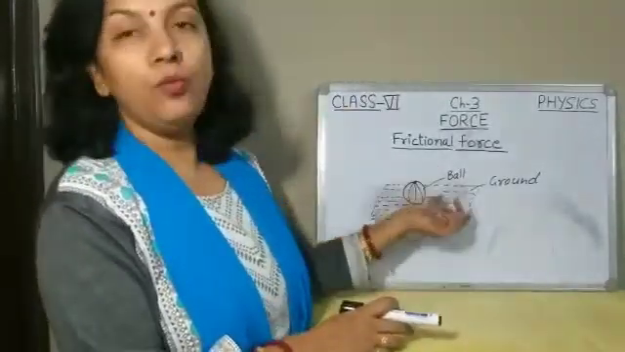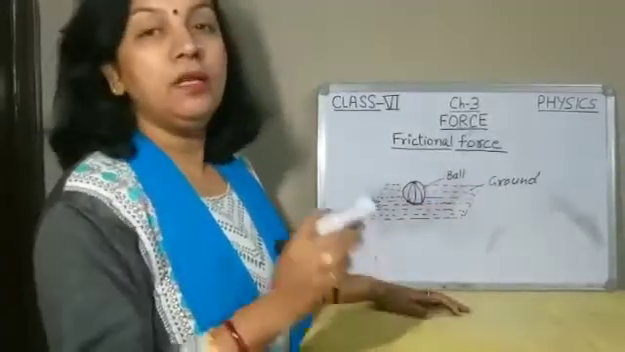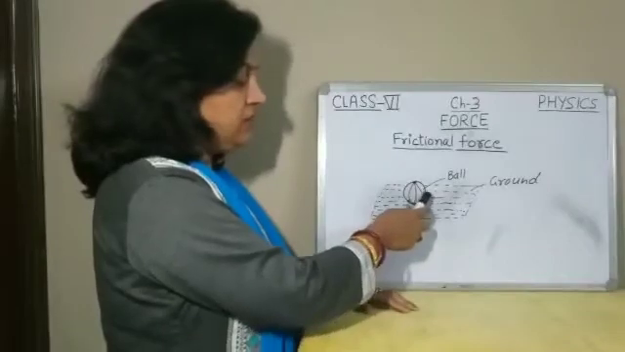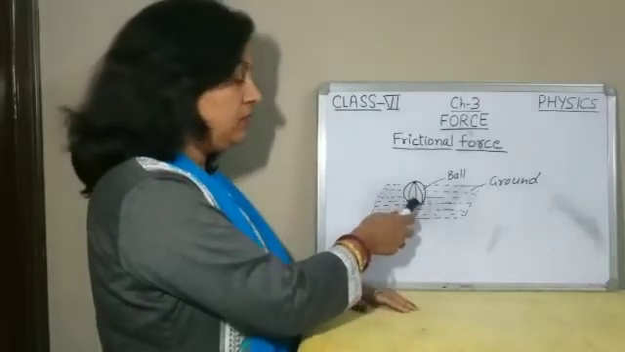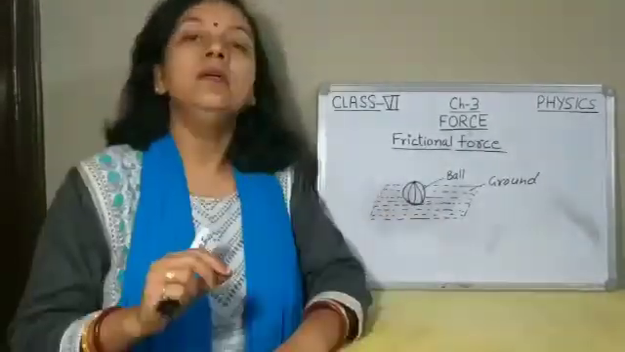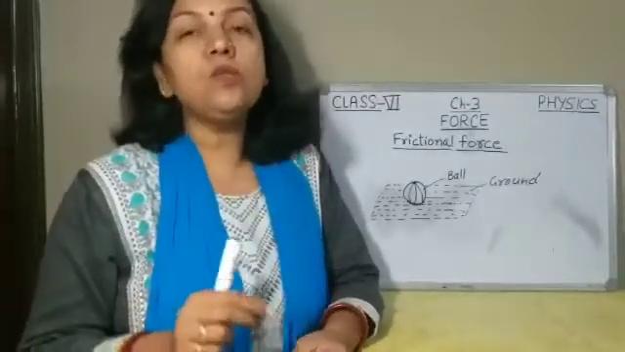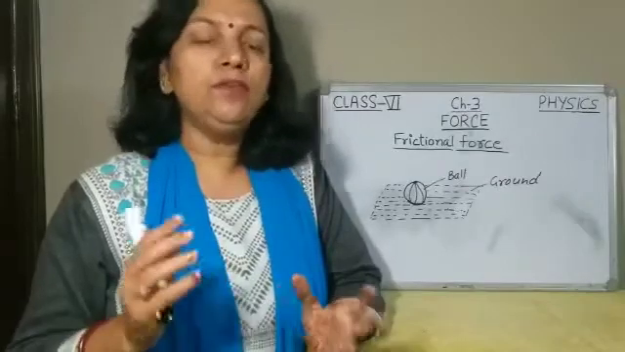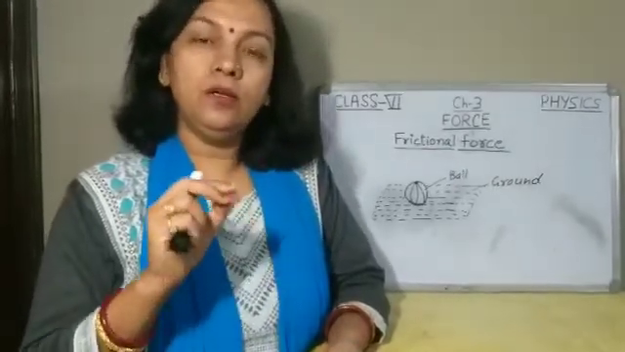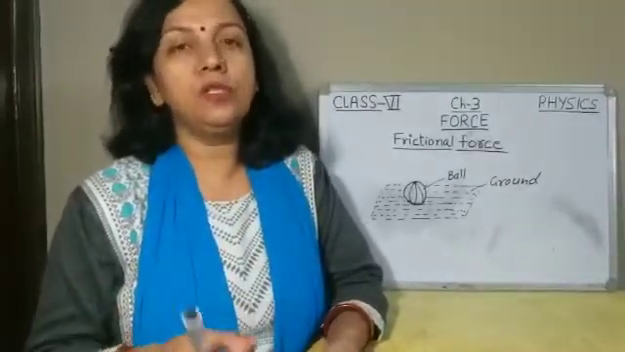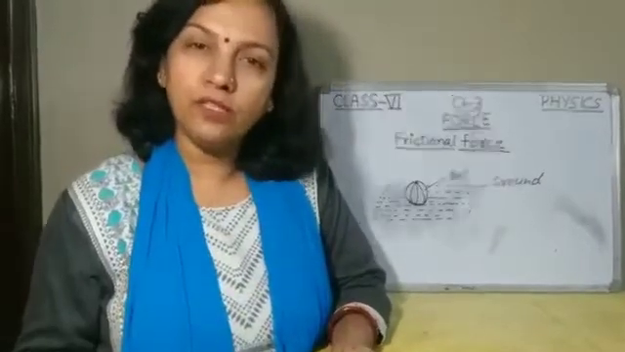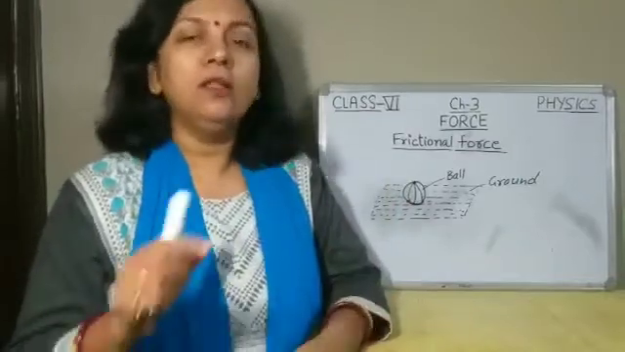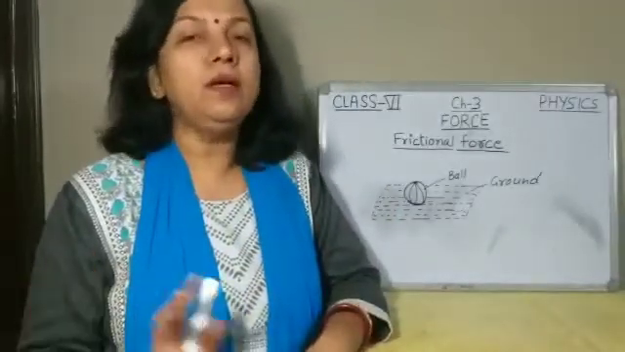In case of a moving ball on the ground, there are two surfaces which are in contact. The first surface is the surface of the ball and the second one is the surface of the ground. Children, frictional force is also known as force of friction or just friction. So don't get confused if the question comes what is force of friction or what is frictional force or what is friction. The same definition will be written there.